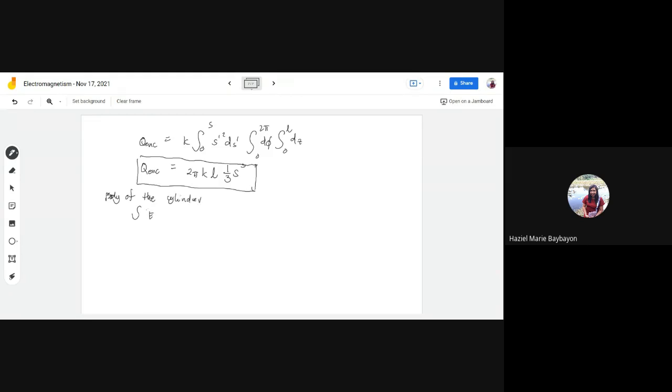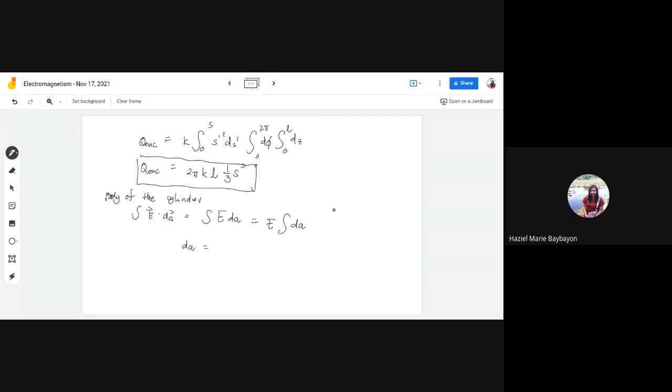So the integral of E dot dA is equal to E times dA, since they are parallel. Now, your dA, on the body of your cylinder, what is your dA? You should master this in your class. What is your dA on the body of your cylinder?